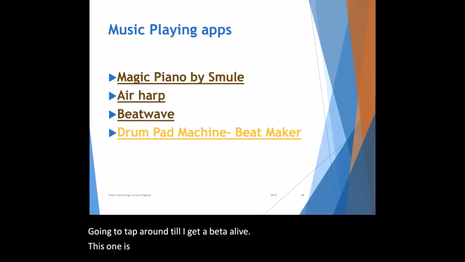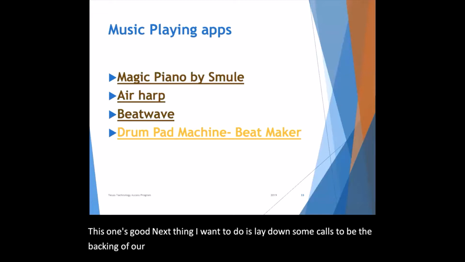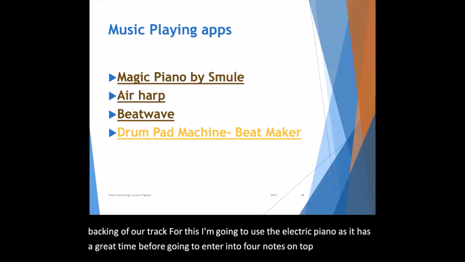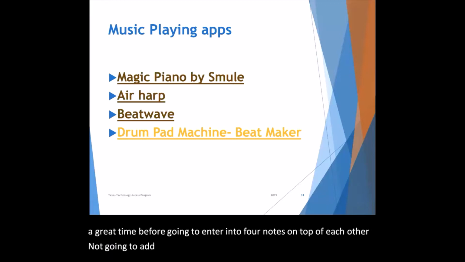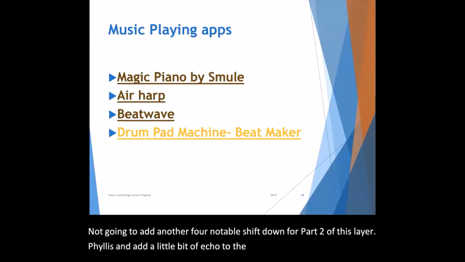The next thing I want to do is lay down some chords to be the backing of our track. For this, I'm going to use the electric piano as it has a great tone for chords. I'm going to enter in 4 notes on top of each other. Then I'm going to add another 4 notes and just shift it down for part 2 of this layer. I want to fill the sound out a little, so I'm going to add a bit of echo to the chords.